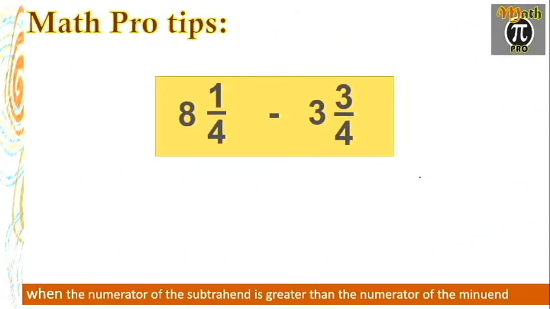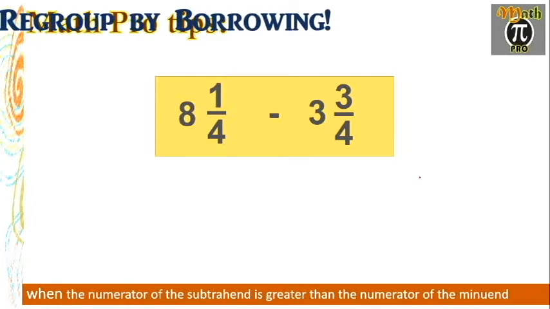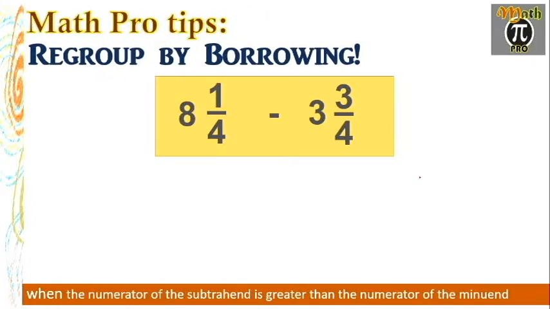And this is my math pro tips to you. We regroup by borrowing. To do that, let us follow the following steps. First, borrow 1 from the whole number. We are talking here of the whole number of our minuend. So borrow 1 from 8, it will become 7.